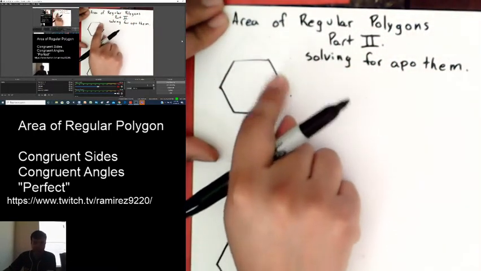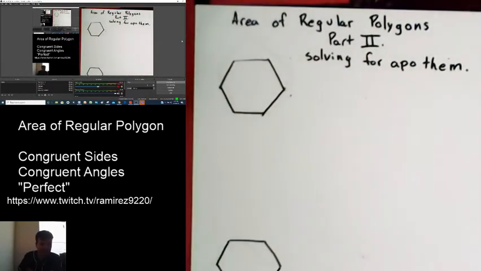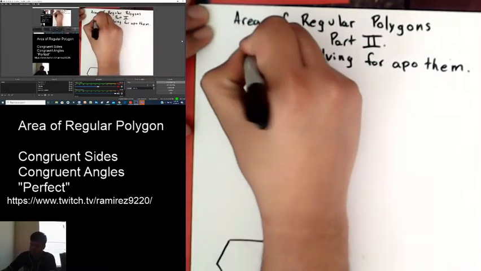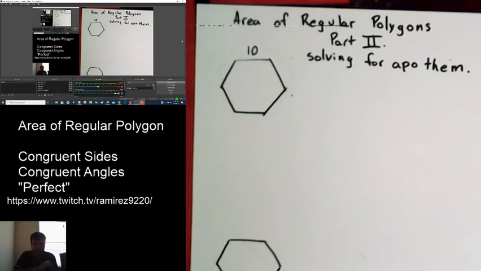So here we have 1, 2, 3, 4, 5, 6 sides. This is called a hexagon. A hexagon is one of the most common shapes that come up when we do these problems. So that's why I decided to start with these first, okay? So let's just say that in this regular hexagon, all the sides were 10. Keep it simple. Let's just say that this was 10, okay? That's what was given.